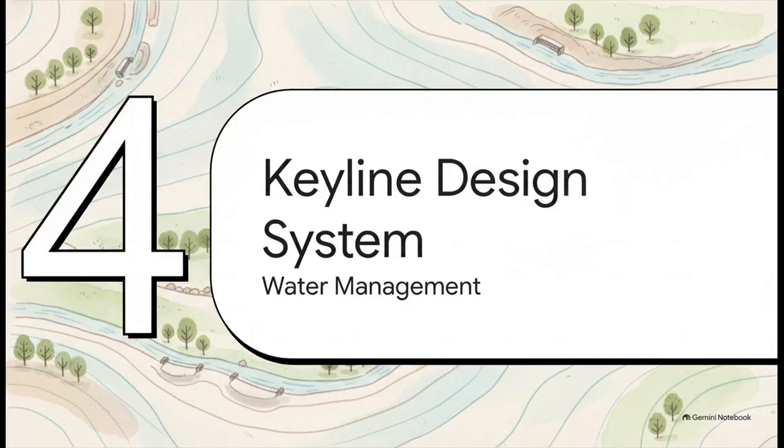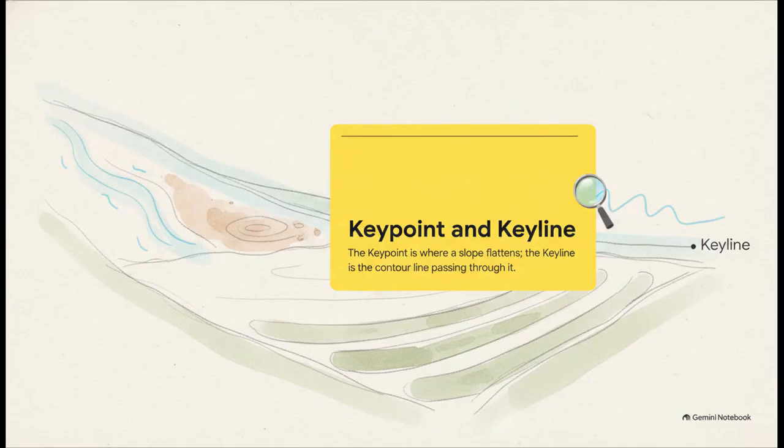All right, Section 4, the Keyline Design System. Now let's connect those contour maps we just made to our previous lesson on valleys and ridges by diving into the hydrological engineering of keyline design. The key point is absolutely crucial here. It's essentially the spot in a valley where water stops eroding the steep hillside and begins depositing soil on a flatter slope. It's the point of inflection. And if you track the contour line that passes perfectly horizontally through that specific key point, you've found your keyline. This is your master geometry line for everything else.